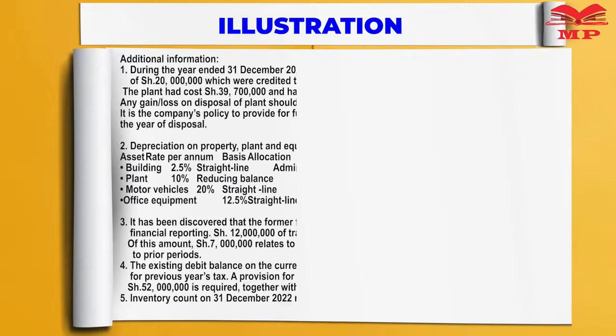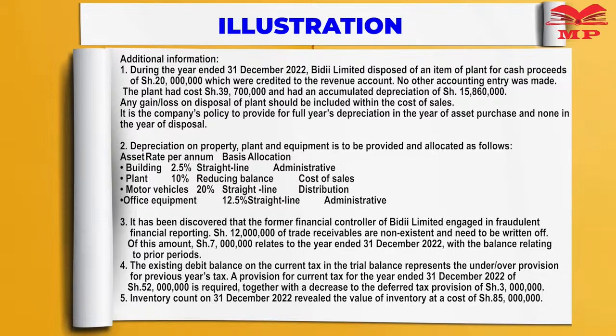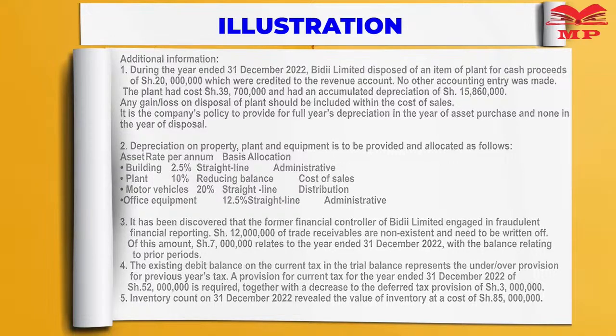So in additional information number 1, you are told, during the year which ended 31st of December 2022, BD Limited disposed of an item of plant for cash proceeds of shillings 20 million, which were credited in the revenue account, and we are told no other accounting entries were made. The plant had a cost of 39.7 million and had an accumulated depreciation of 15.86 million. And then in the other point, you are told any gain or loss on disposal should be included within the cost of sale.